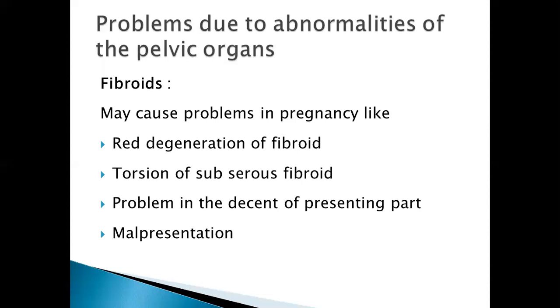Fibroids may cause problems in pregnancy like red degeneration of fibroid, torsion of the subserous fibroid, problems in the descent of the presenting part, and malpresentation.